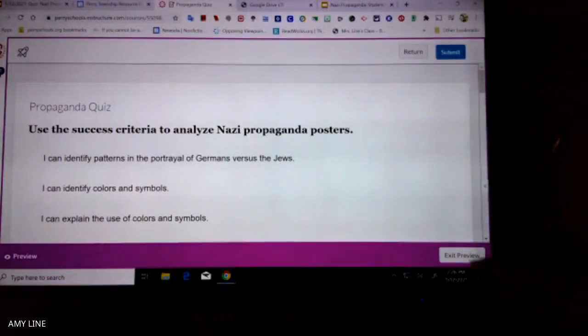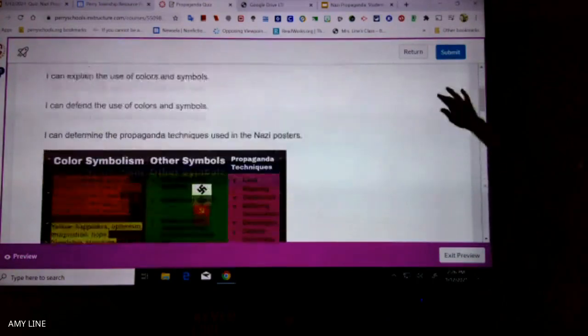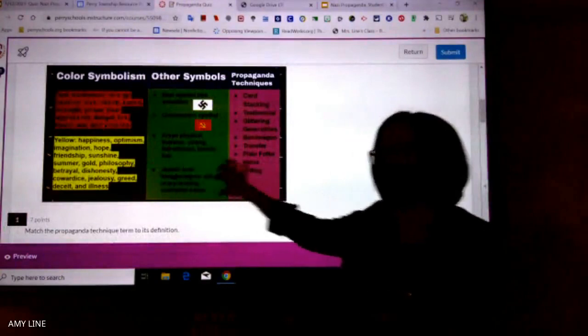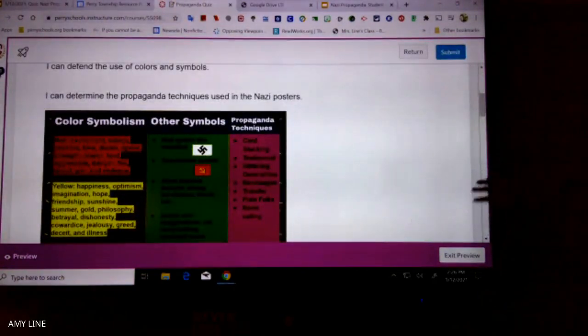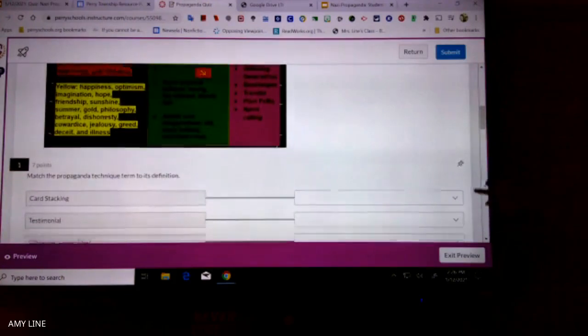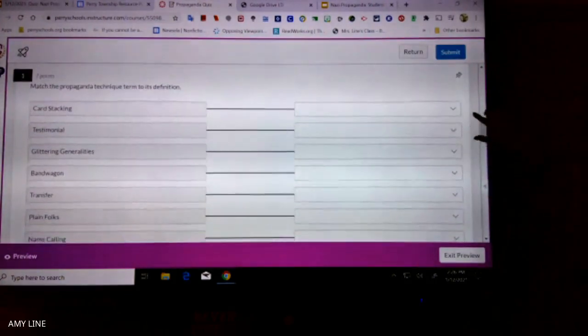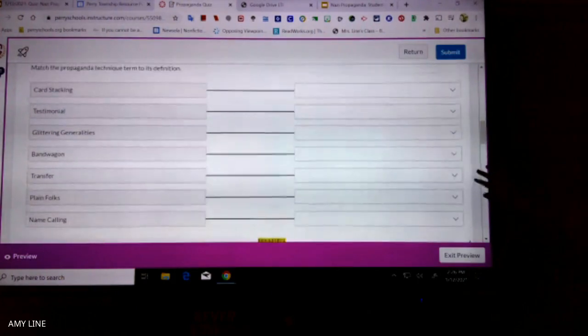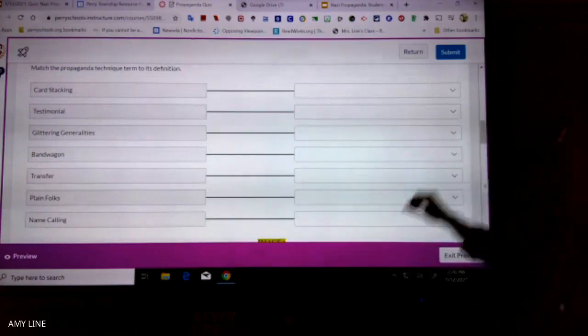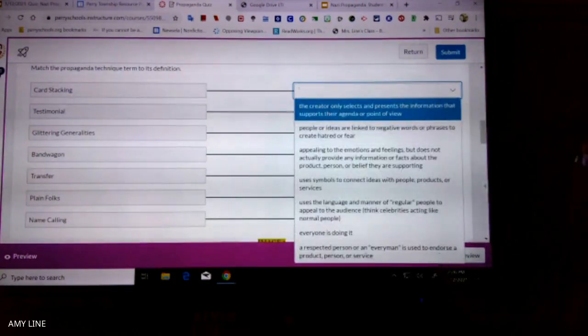Good. All right, so success criteria up there, you can see that. Colors and symbols. This cheat sheet is up here at the top. So as you are going through your quiz, you can always scroll up to see it. Okay? We're going to continue on down here. All right, part 1 is matching. So 7 points, 1 point for each. You've got the term on the left. You click on the box, and you get to choose what you think the definition is. Okay?